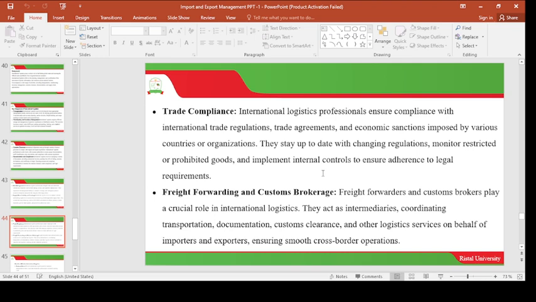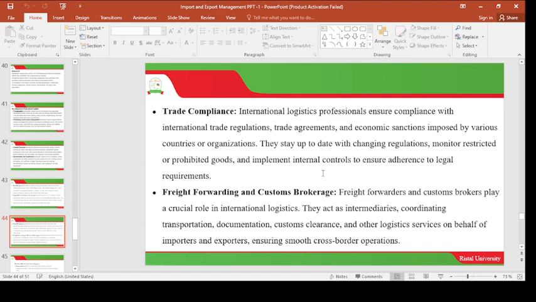So they stay up to date. International logistics professionals should stay up to date with changing regulations, monitor restricted or prohibited goods, and implement internal controls to ensure adherence to legal requirements.